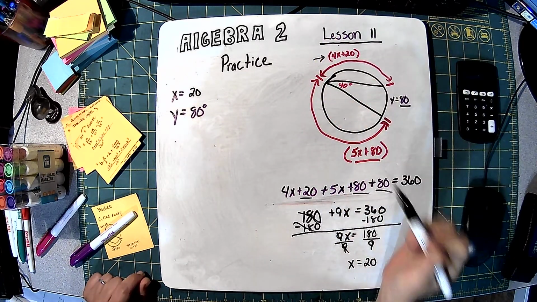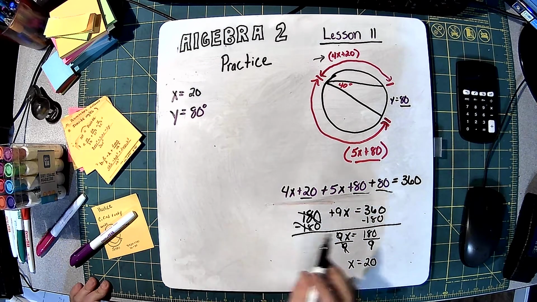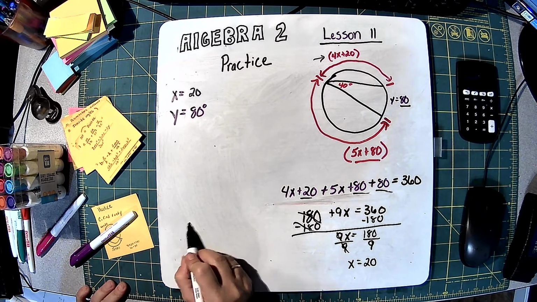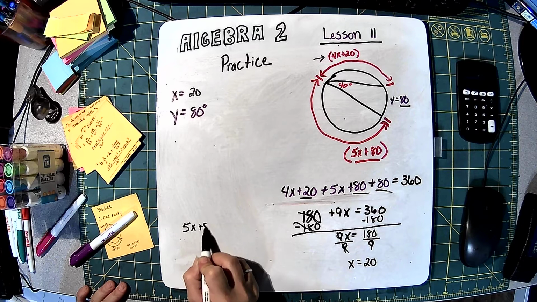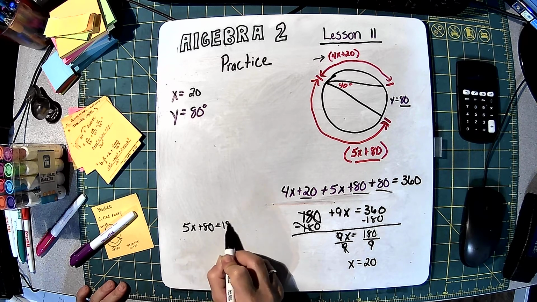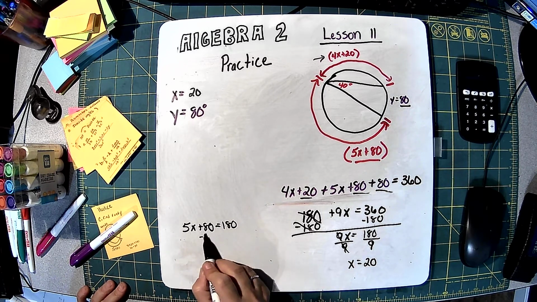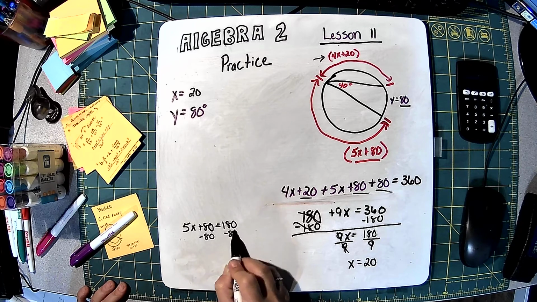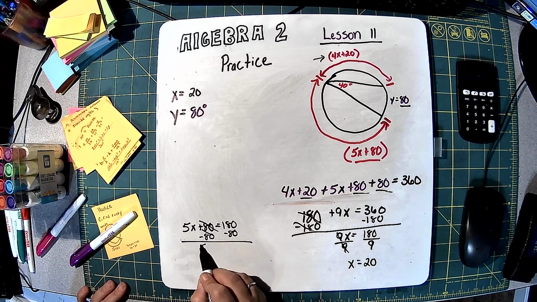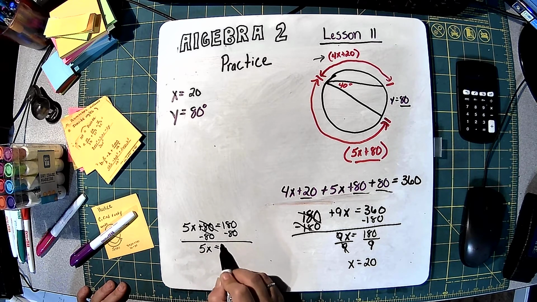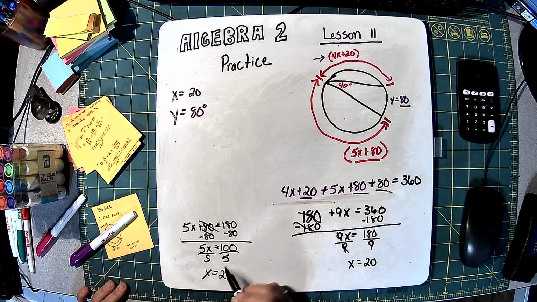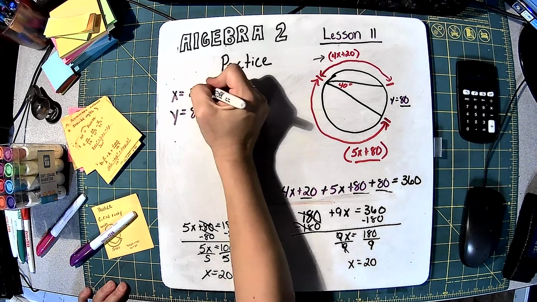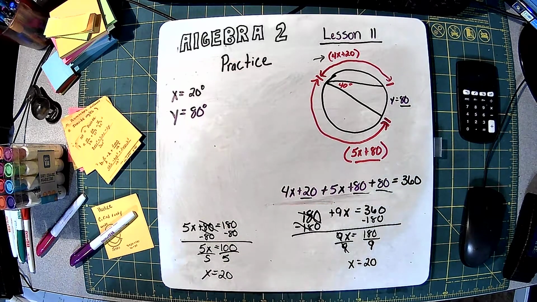Now, do we know if that was an exact diameter? Well, if we said 5x plus 80 equals 180, let's see if it works. 5x equals 100, so x equals 20, same as we already have. So x is 20 degrees and y is 80 degrees on that one.